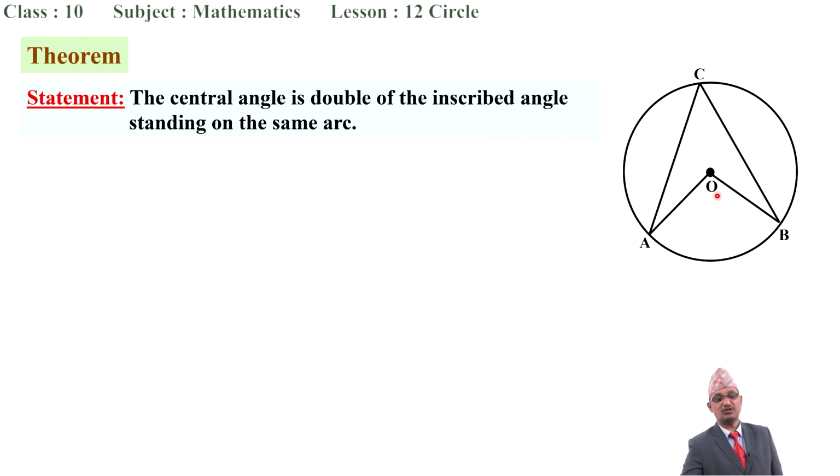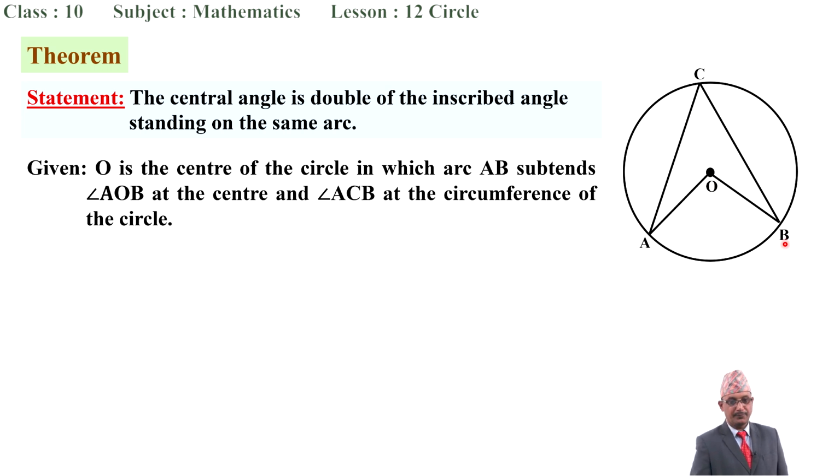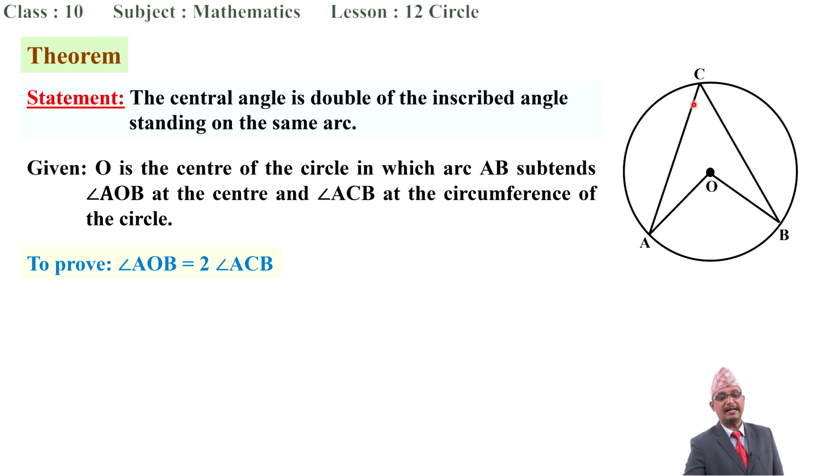So AOB is the central angle and ACB is the inscribed angle. Both are standing on the same arc AB. Now what we proved: the central angle is double of the inscribed angle. That is, angle AOB is 2 times angle ACB, or you may say angle ACB is half of angle AOB. We have already proved this theorem theoretically as well as experimentally in the previous class. So this is just for review.